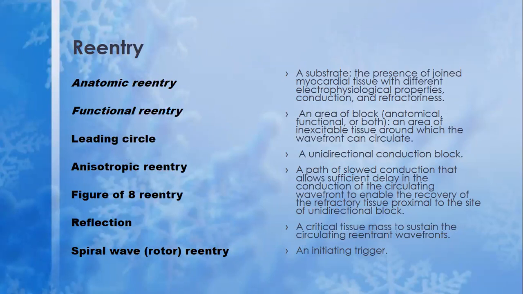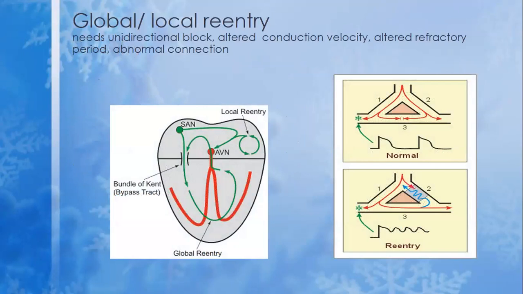So this reentry may be macro reentry or micro reentry. In macro reentry, a large portion of the mass is included. In micro reentry, cell to cell or even two or three adjacent cells may be responsible for the reentry circuit. So global reentry and local reentry. For reentry to occur, it needs unidirectional block, altered conduction velocity, altered refractory period, and abnormal connection.